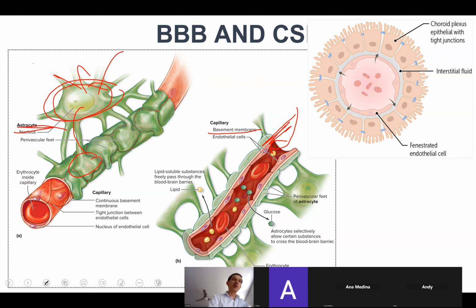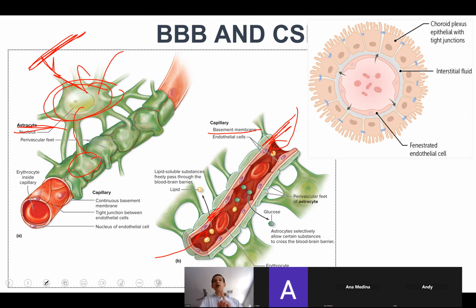So the neuron would be somewhere here, okay? So you need to pass all of these 3 layers to actually get to the neuron. And so we call this the blood-brain barrier. Notice, these are very, very tightly bonded together, tight junctions, okay?